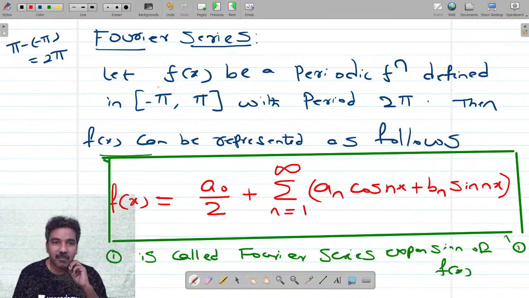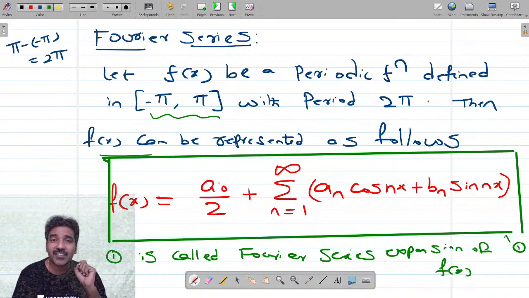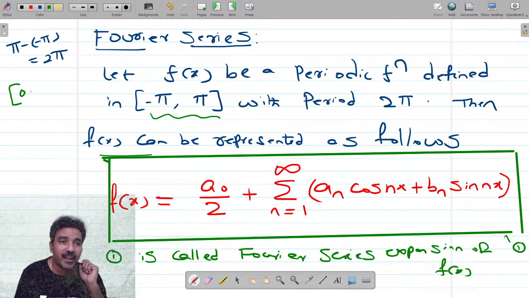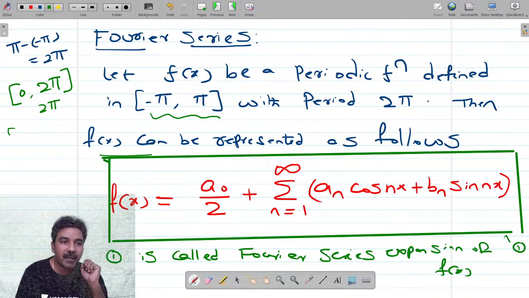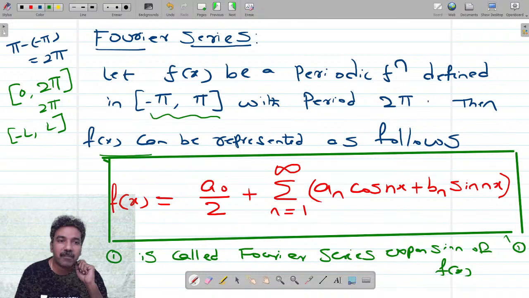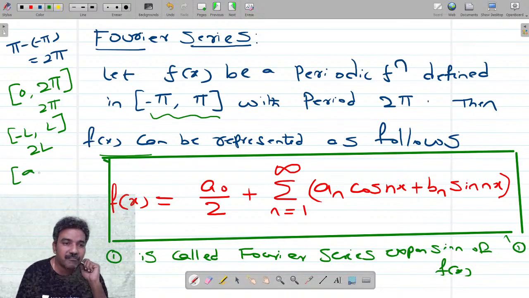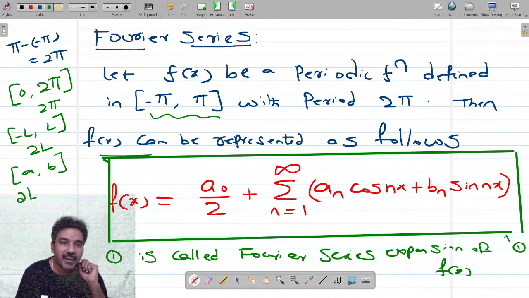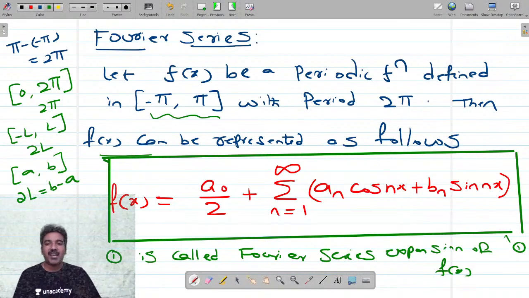So here, what is my interval? This is the closed interval minus pi comma plus pi. In the examination, sometimes they may give the domain of the interval as 0 to 2 pi. In that case, this is also a periodic function with a period 2 pi. Sometimes they may define the domain as closed interval minus L comma plus L. In that case, the length of this interval is 2L. Sometimes they may define a periodic function over closed interval a comma b. In that case, its period is 2L, but 2L is nothing but the length of this interval, that is b minus a.